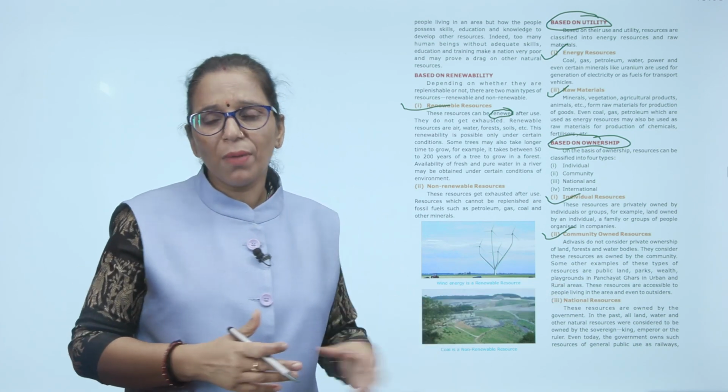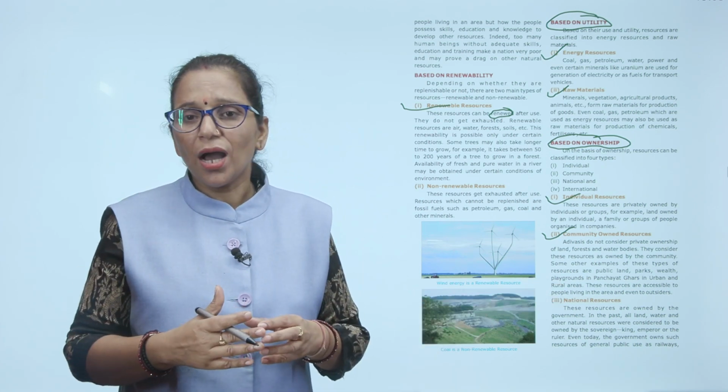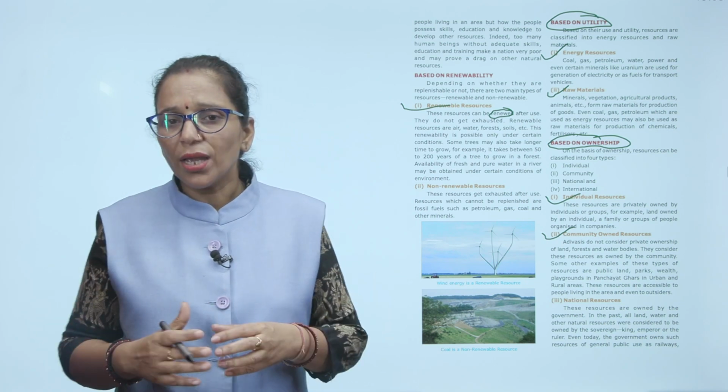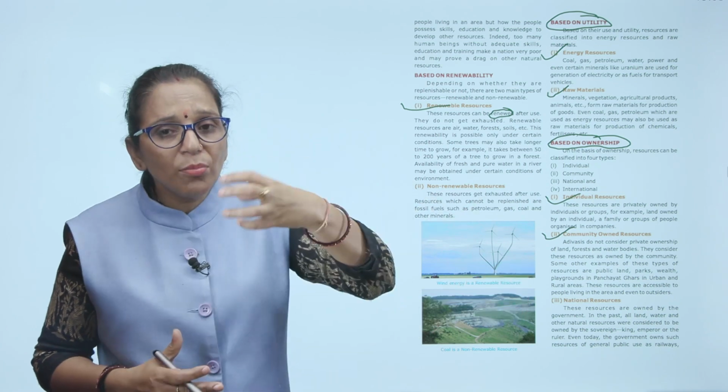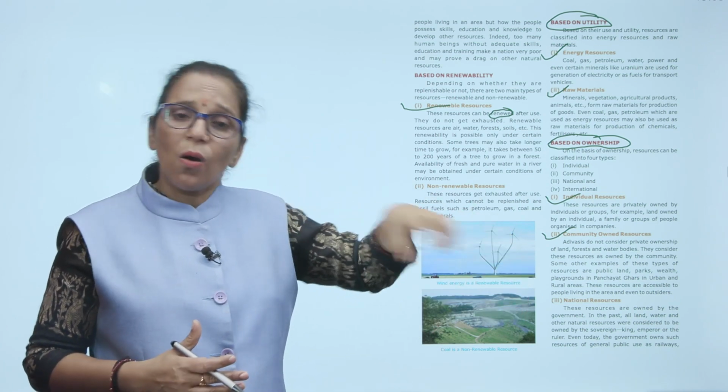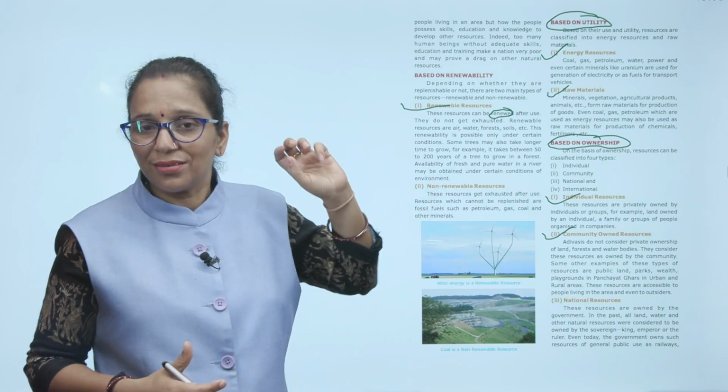Community owned resources are those resources which are used by the members of the community. For example, public park, public transport, public playgrounds, the public panchayat ghar that is built in rural areas. These are community owned resources, meaning where all community members can utilize them.